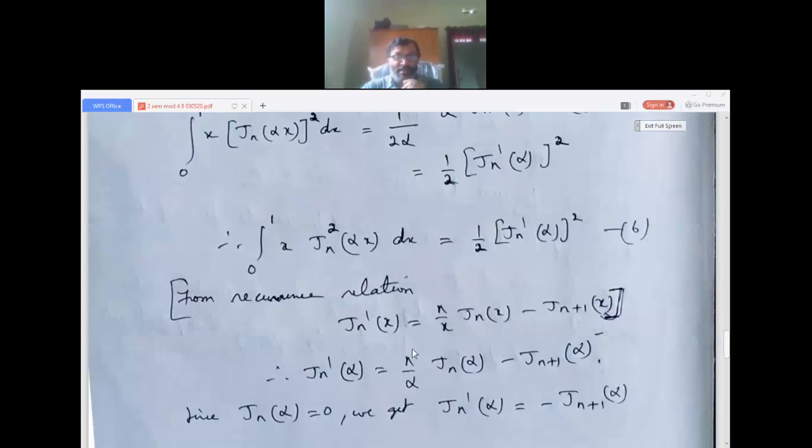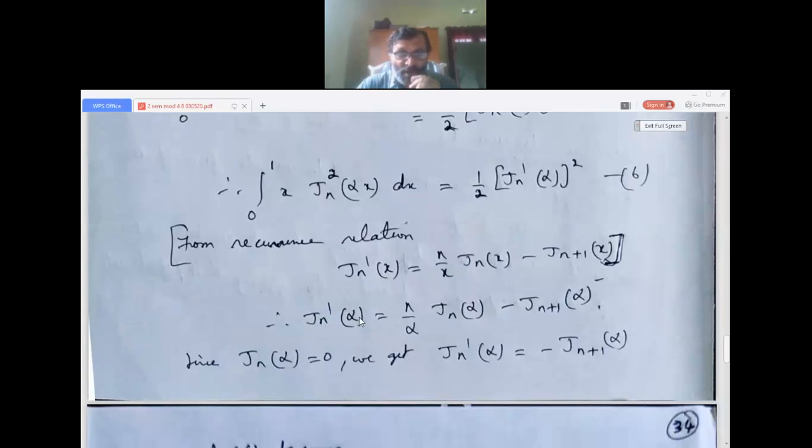So by using the recurrence relation, Jn dash of x is equal to n by x Jn of x minus Jn plus 1 of x. So what we get? Here in place of x, we put alpha, that is Jn dash of alpha equals n by alpha Jn of alpha minus Jn plus 1 of alpha. Since Jn of alpha is 0, because alpha is the distinct root of Jn of x and it is fixed, this term will be 0. So we get Jn dash of alpha equals minus Jn plus 1 of alpha.